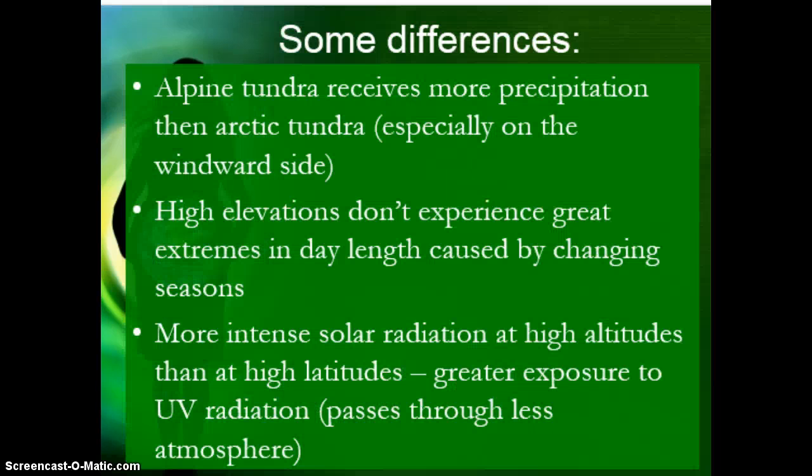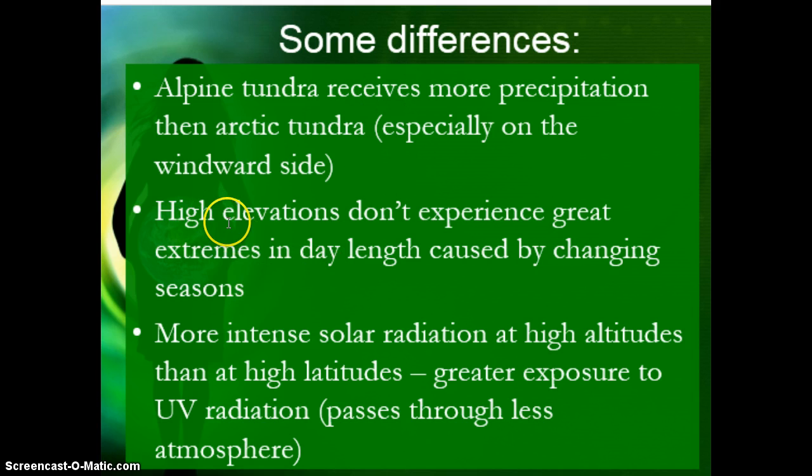Now, there are some differences between this latitude and altitude pattern. Alpine tundra, which would be mountain tundra, would receive more precipitation than the Arctic tundra, which would be the latitude one, especially when you're on the windward side of the mountain where that wind is coming along. Remember, our rain shadow effect makes the clouds drop all of their precipitation on that windward side. So that side of the mountain may get much more precipitation than tundra would normally get.